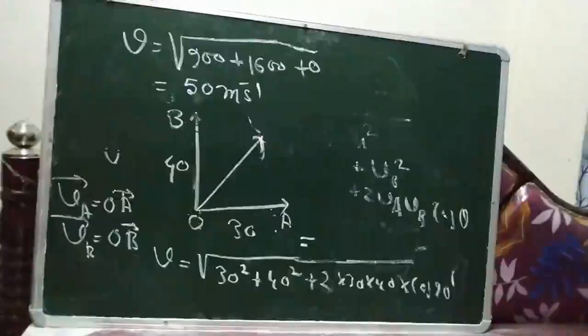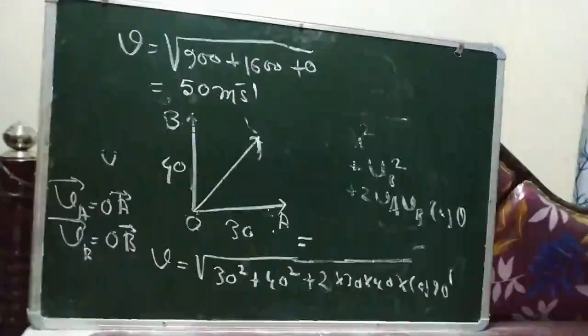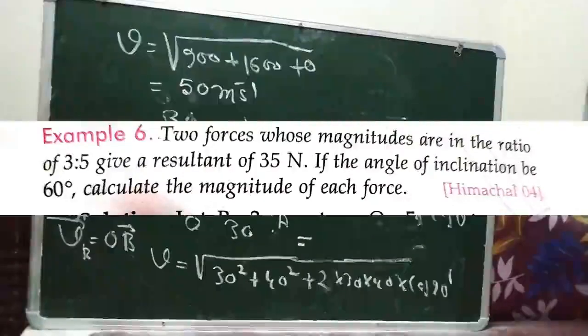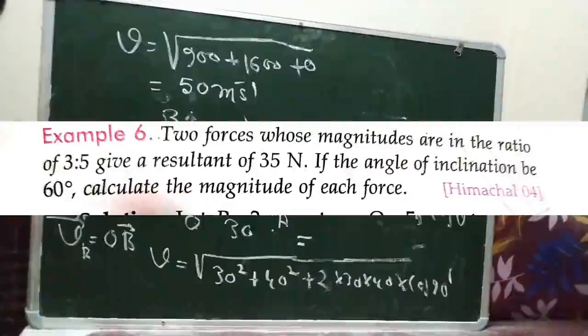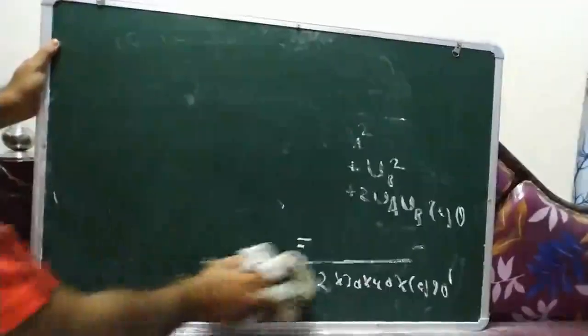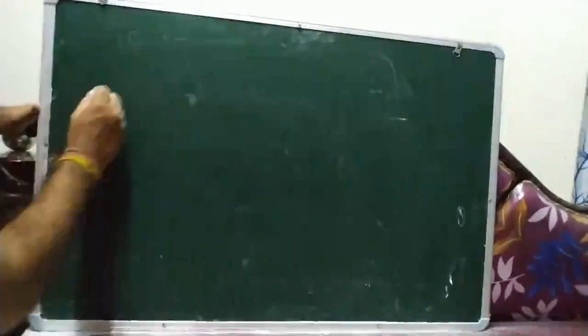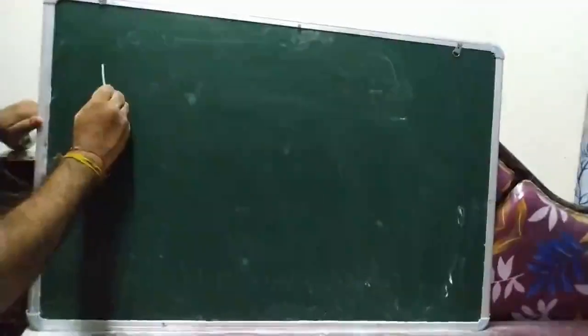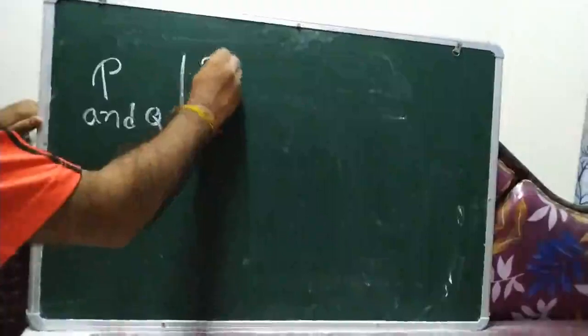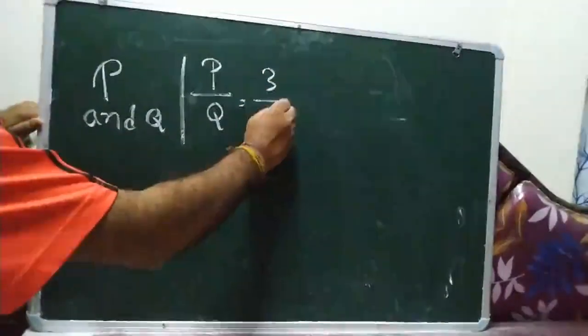So one more problem is there. The problem is that two forces whose magnitudes are in the ratio of 3:5 give a resultant of 35 Newton. If the angle of inclination be 60 degree, calculate the magnitude of each force. So there is a ratio given between two forces. Suppose the forces are P and Q. Their ratio is given, P by Q equal to 3 by 5.